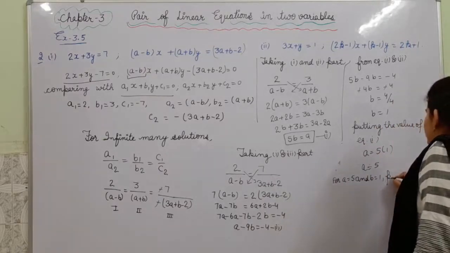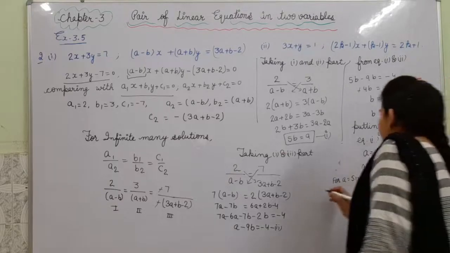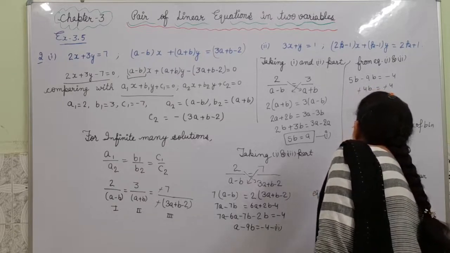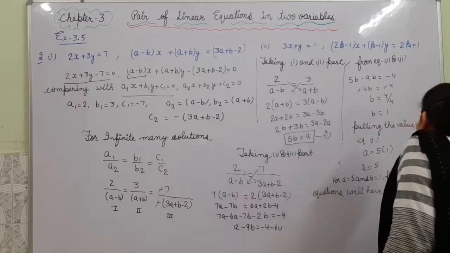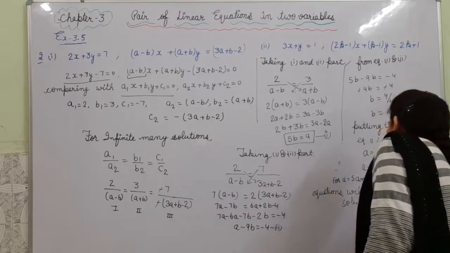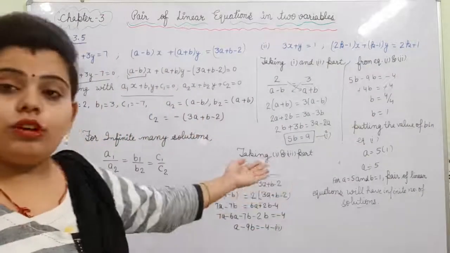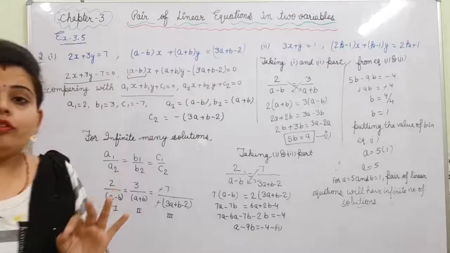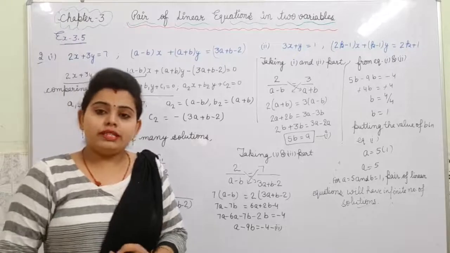Pair of linear equations will have infinite number of solutions. Yes, dear students, for value of a is equal to 5 and b is equal to 1, this pair of linear equations will have infinitely many solutions. This is the first part of question number 2.